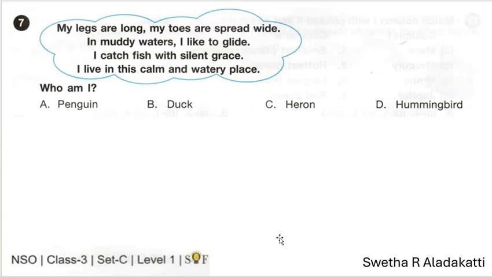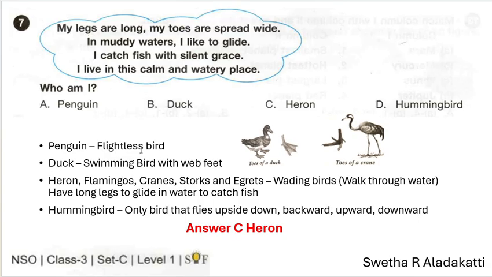Let's see the answer. Penguins are flightless birds. They cannot fly. Ducks can fly, and they can swim. They have webbed feet like this. Heron: herons, flamingos, cranes, storks, egrets are wading birds. They walk through the water, they glide through the water. They are called wading birds. Here it says I like to glide. Yes, they have long legs because they can walk in the water to catch fish. So answer is C, heron.